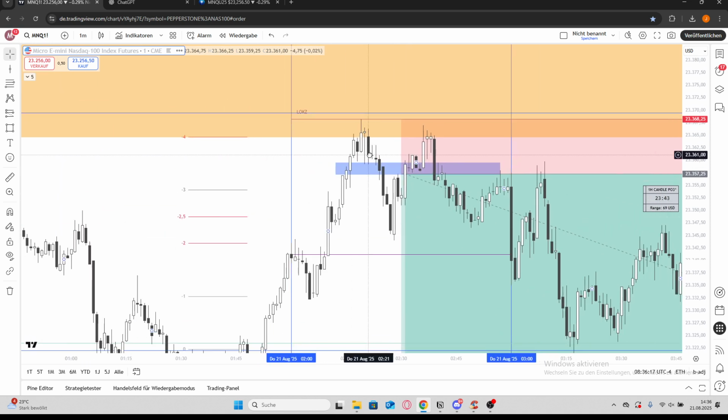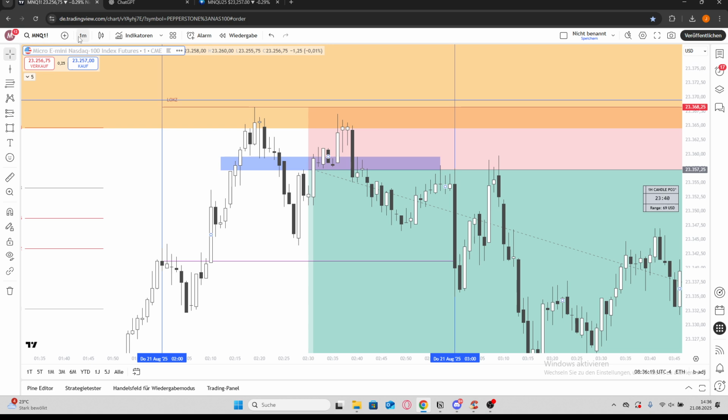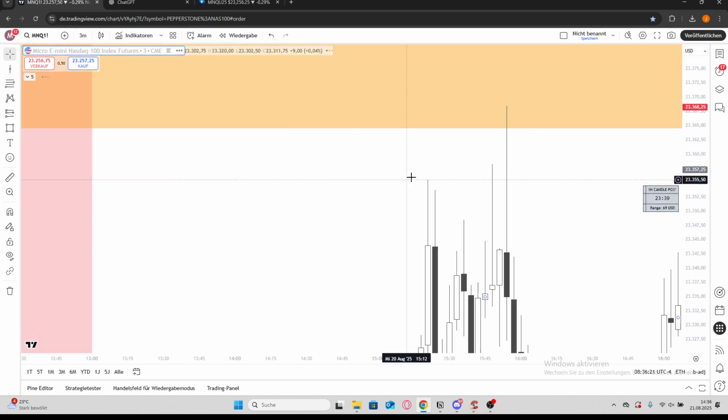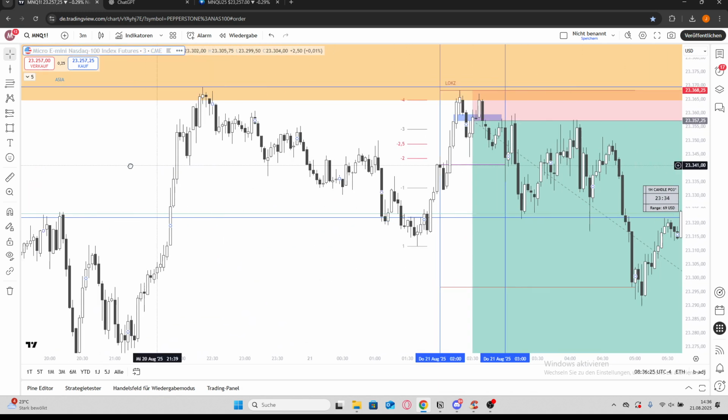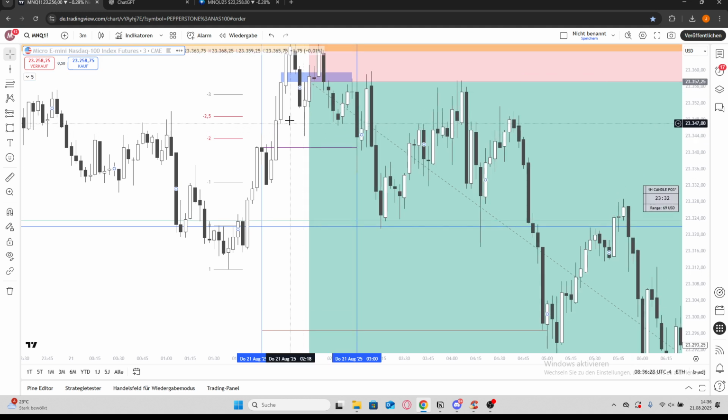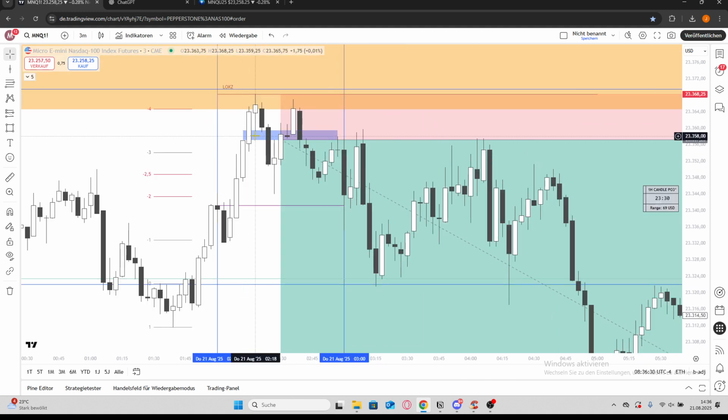And then I was looking on the M3 chart. That's what I do. Where is it? Okay. Here. That's my entry method for every trade.